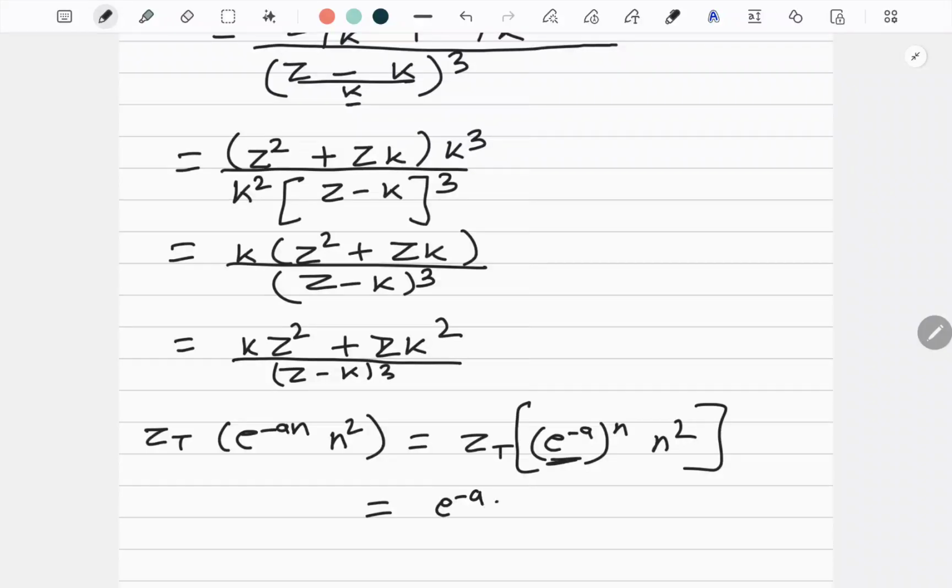So e to the power minus a z square plus z e to the power minus 2a. Right, because I am writing minus a. Okay, e to the power minus a and square it, upon z minus e to the power minus a whole cube. Simple. So you just have to substitute the value there.